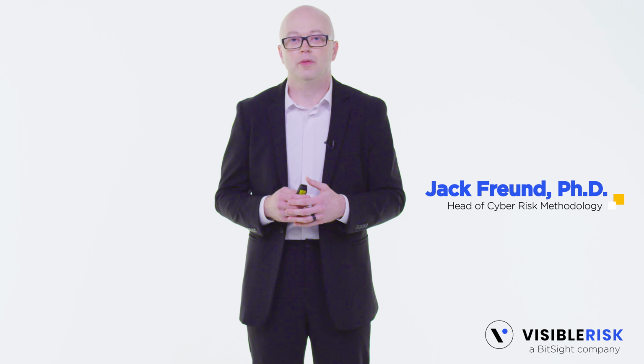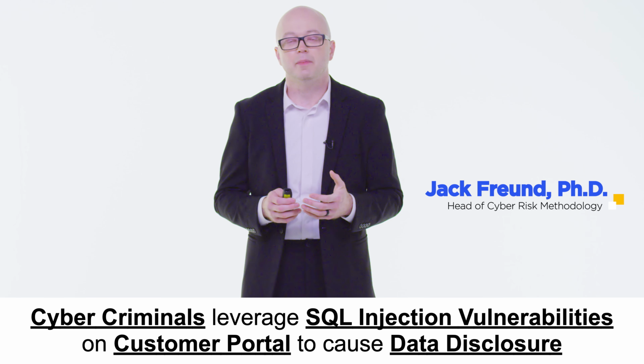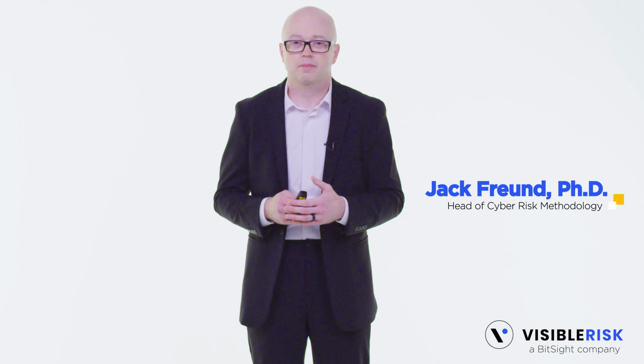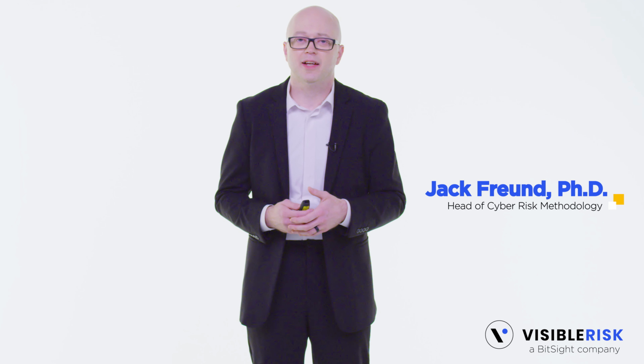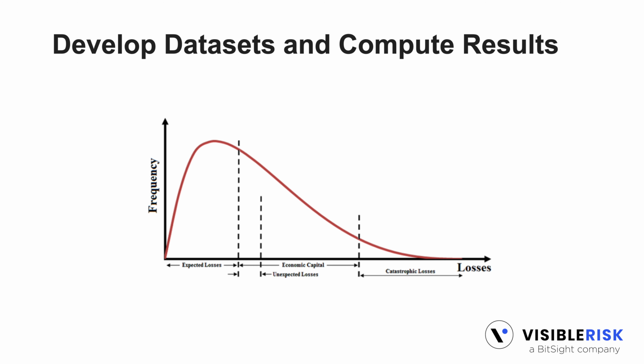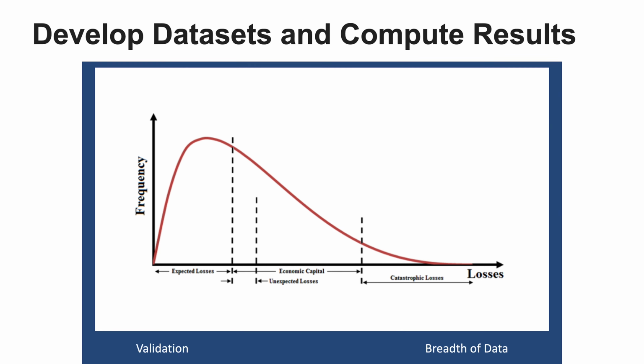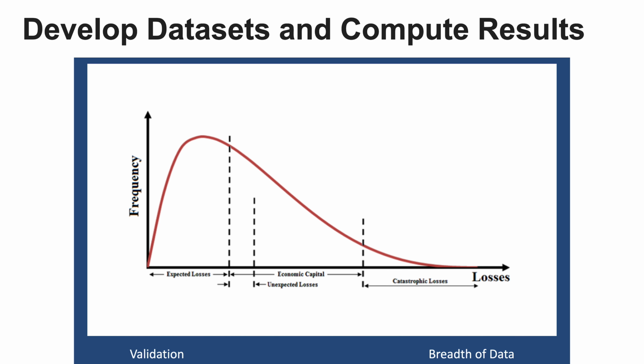Let's use that one that I just showed on the previous slide. Cyber criminals leveraging SQL injections on our customer portal to cause data disclosure. Each of those elements will have certain things that need to be quantified. Let's start with the cyber criminal aspect of this. We need to understand how often they might be attacking us. This should be expressed as a range in terms of, are they attacking us every day, every month, every year? And this range should express the most that it can be and the least that it can be. Are they attacking us at least once a week and at most once every 2 years?